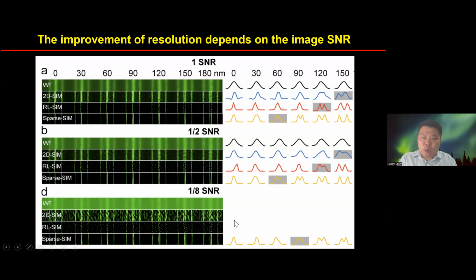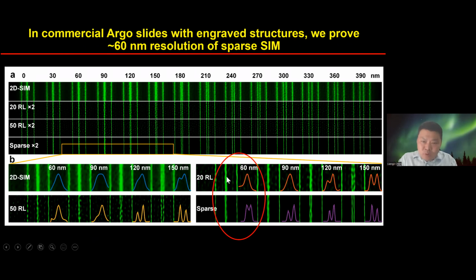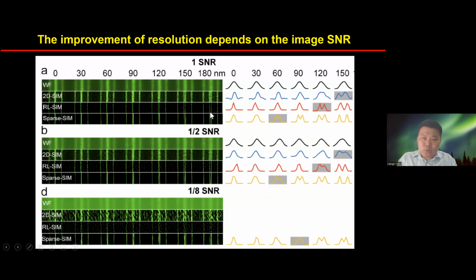Here, I also want to emphasize that this improvement in resolution also depends on your signal-to-noise ratio. If the signal-to-noise ratio deteriorates, for example, at 1/8 of the original signal-to-noise ratio, we cannot resolve 60 nanometers apart. We can only resolve about 90 nanometers apart, okay? So this is determined by the signal-to-noise ratio as well.